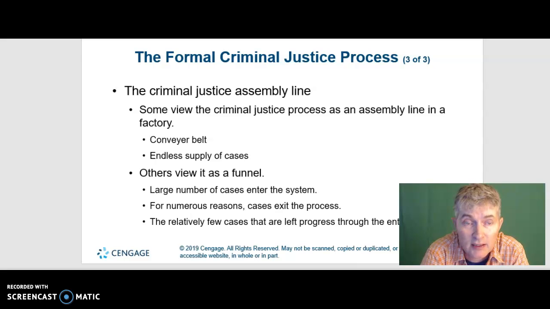You can think about this process in reference to an assembly line. Some view the criminal justice process in this way, like a conveyor belt, with an endless supply of cases moving from one stage to another. Others view it as a funnel where you have a large number of cases entering the system, and for numerous reasons, cases exit the process, and then the relatively few cases actually progress through the entire process.